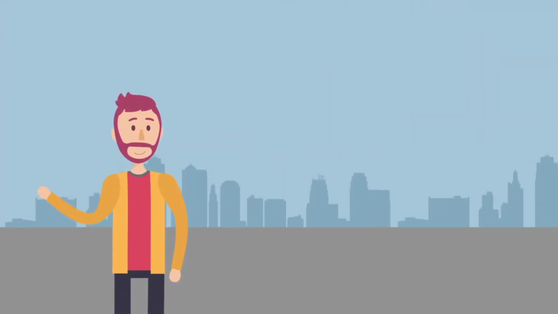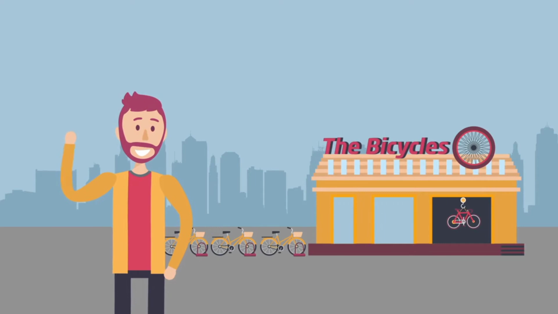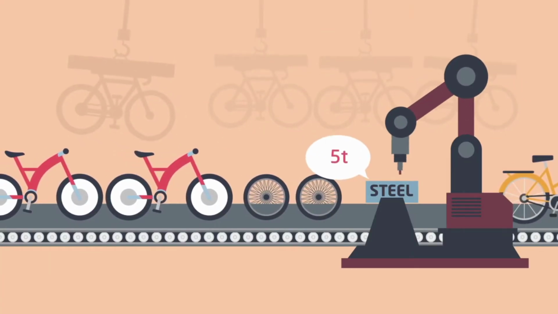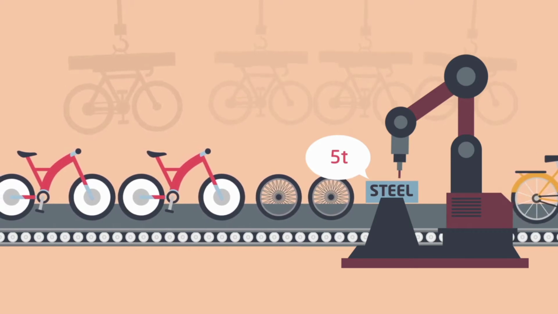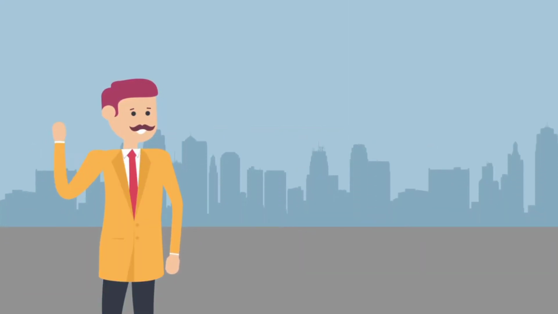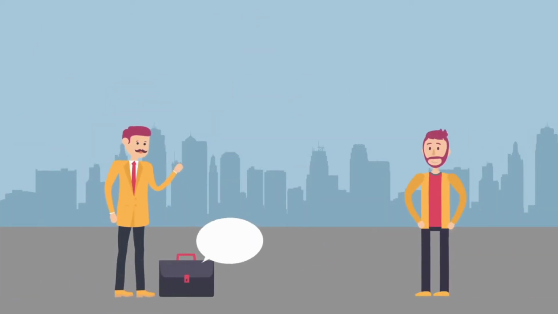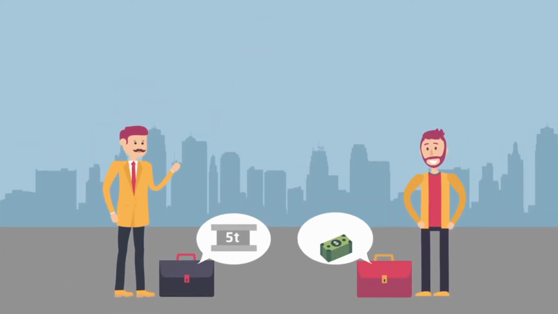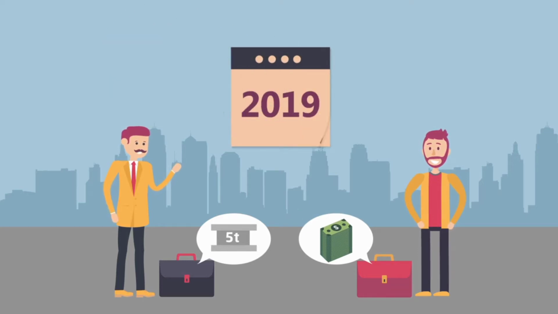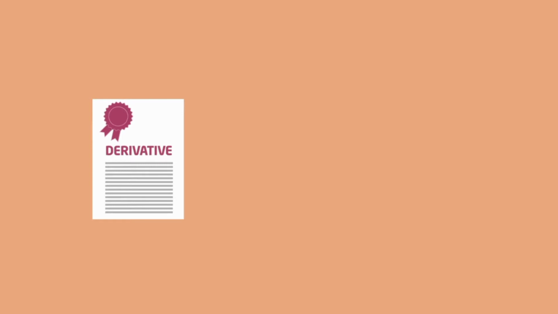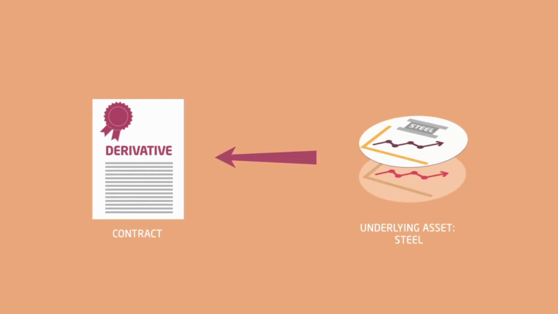This is John. He owns a bicycle factory. To produce a new line of bicycles, he will need 5 tons of steel a year from now on. And this is Harry. He manufactures steel. He agrees to sell John 5 tons of steel at a certain price on a predetermined date in the future. Thus, these two make a contract, or a derivative, with steel as the underlying asset.